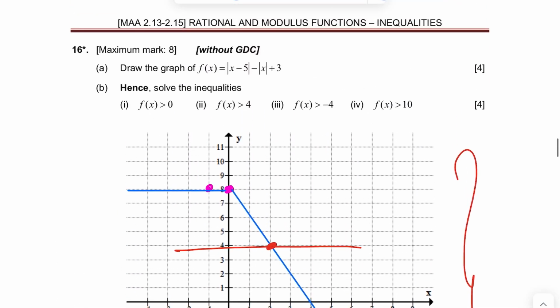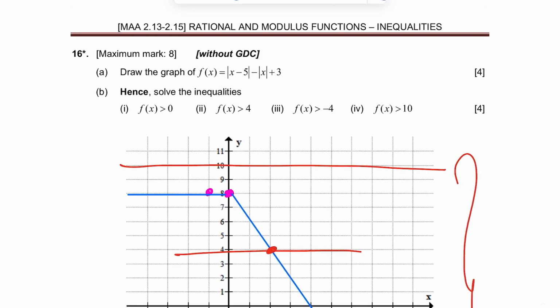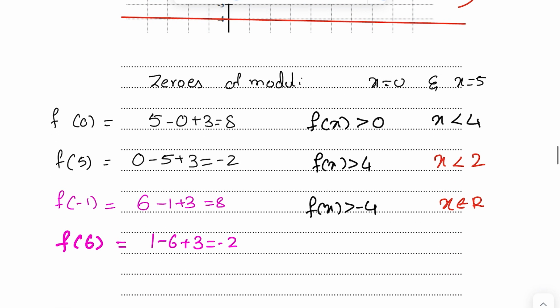And f of x is greater than 10. This is 10, and f of x greater than 10, no solution.